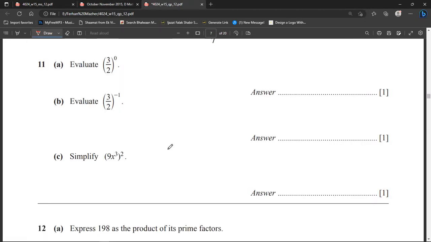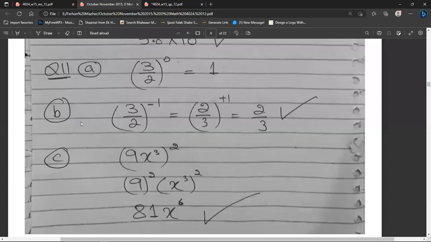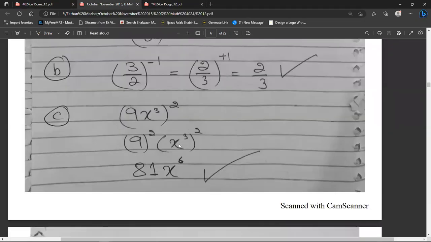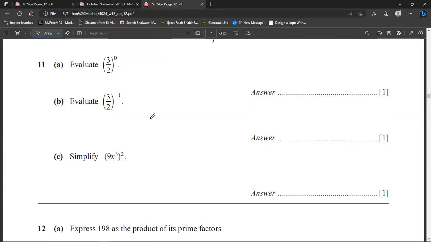Okay, then we have C part, and it says simplify. We have 9x cubed, and the whole thing raised to power 2. When you take the square of the 9, it will become 81. When you take the square of x cubed, the power of the power will multiply and it will become x raised to power 6. So you will have 81x raised to power 6. 81x raised to power 6 is the right answer.